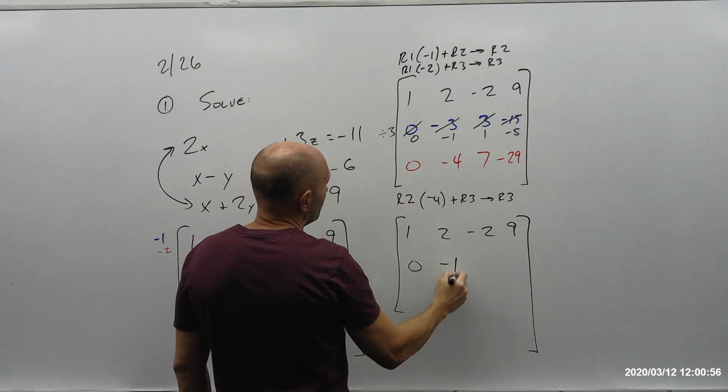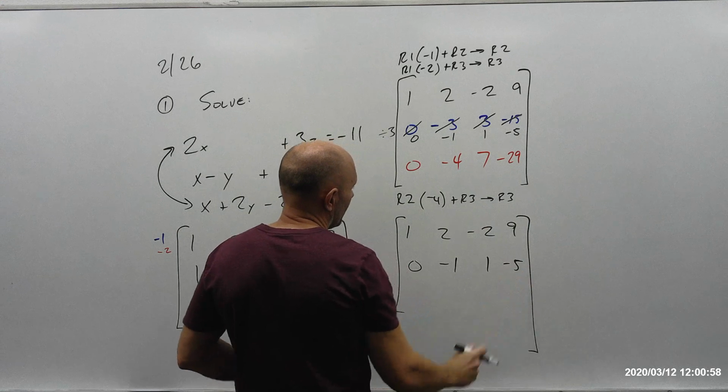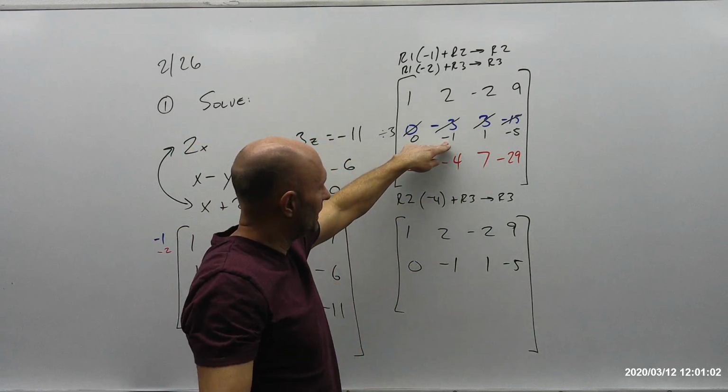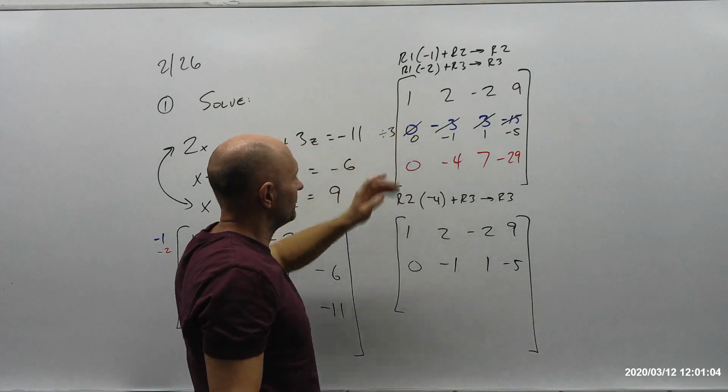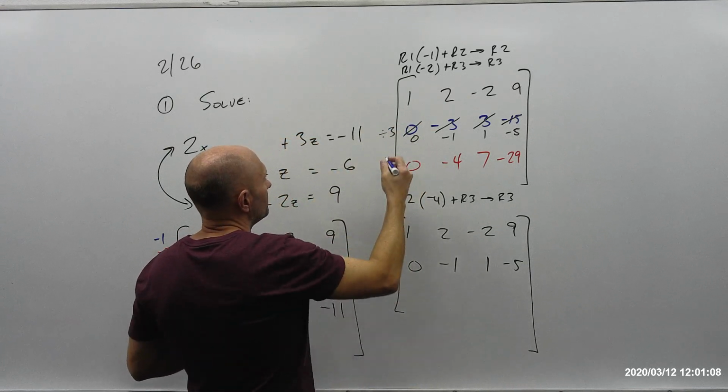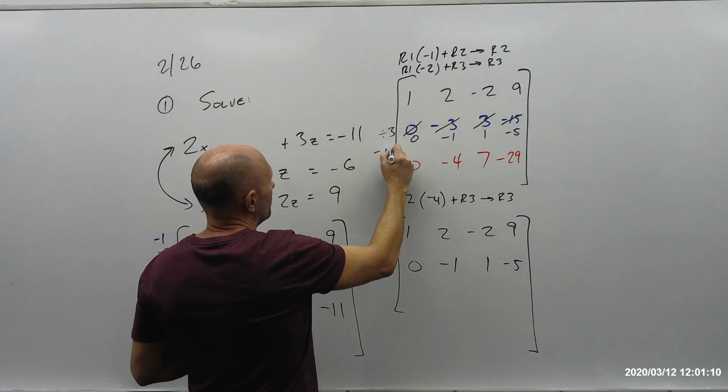0, negative 1, 1, negative 5. And if you divided this row by negative 3 to get a positive 1 there, that's fine. I just left it as a negative 1. So now I'm multiplying everything here by negative 4.